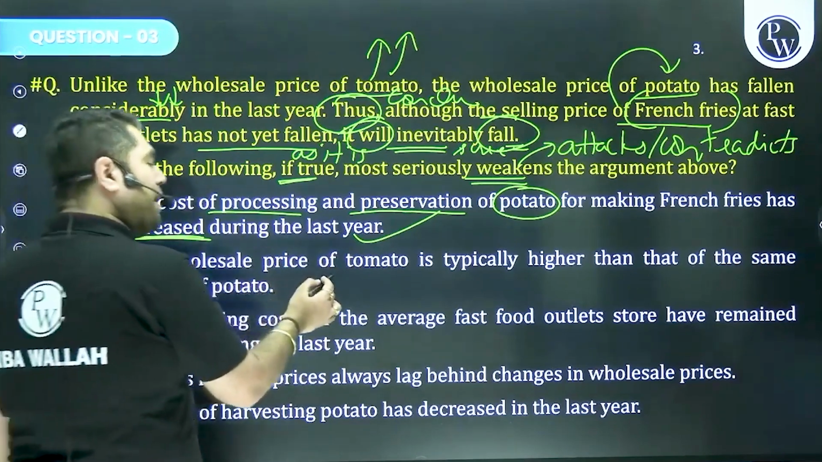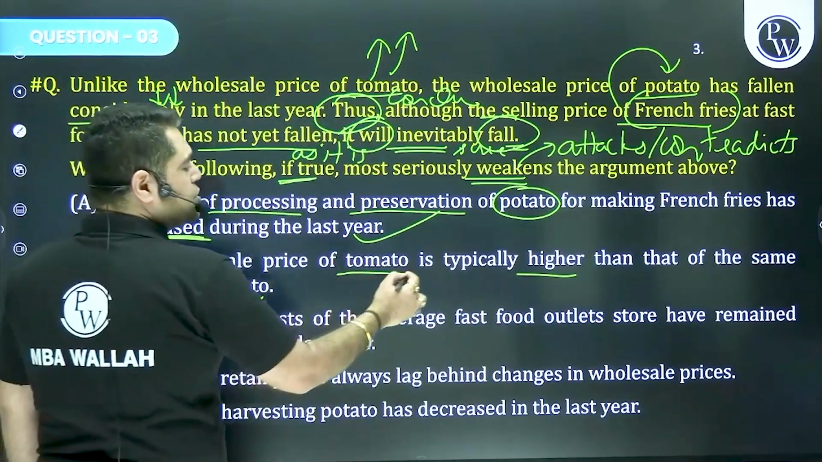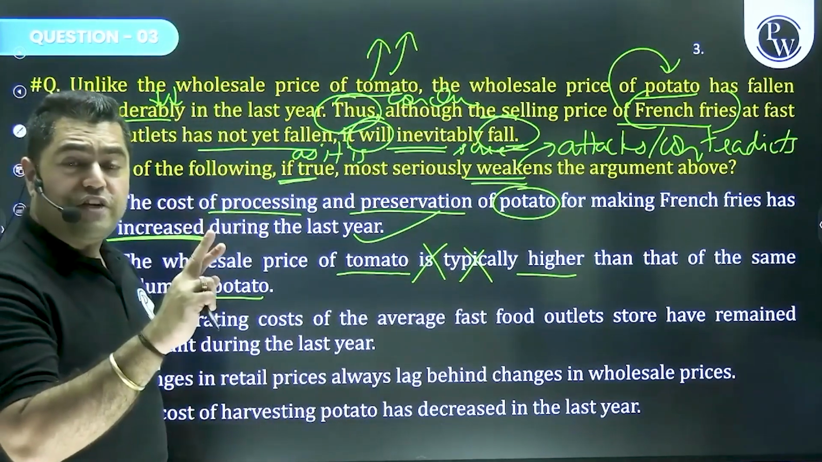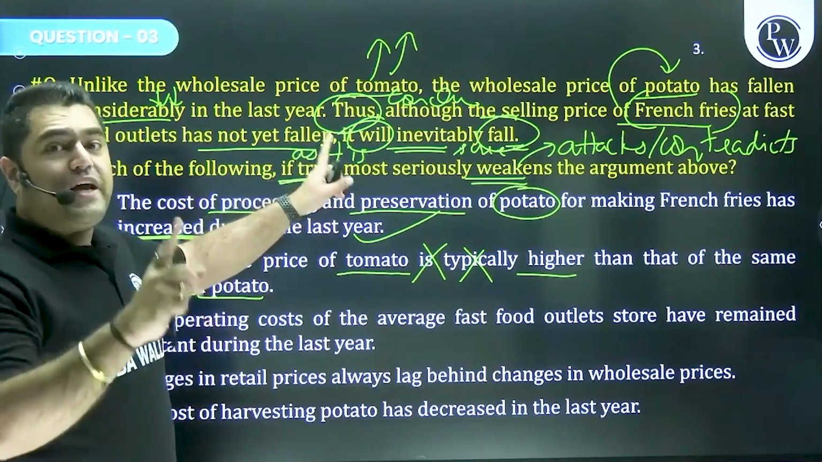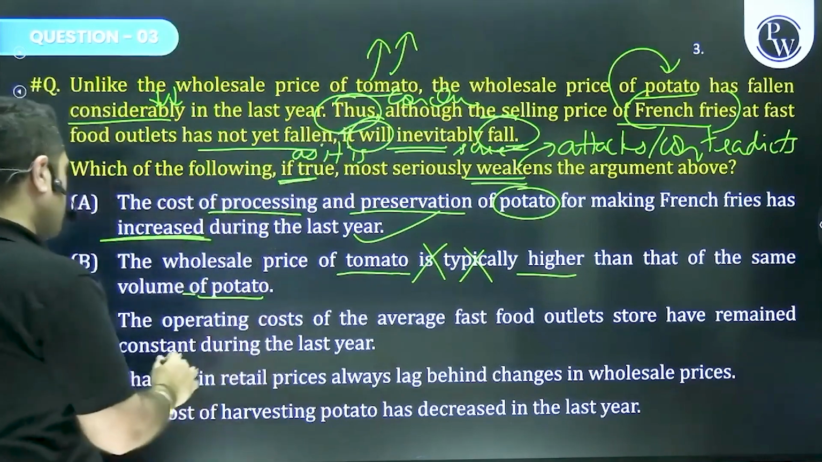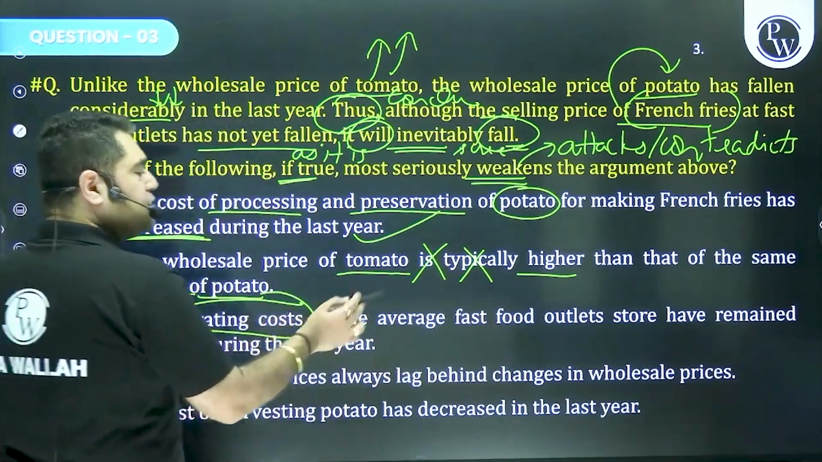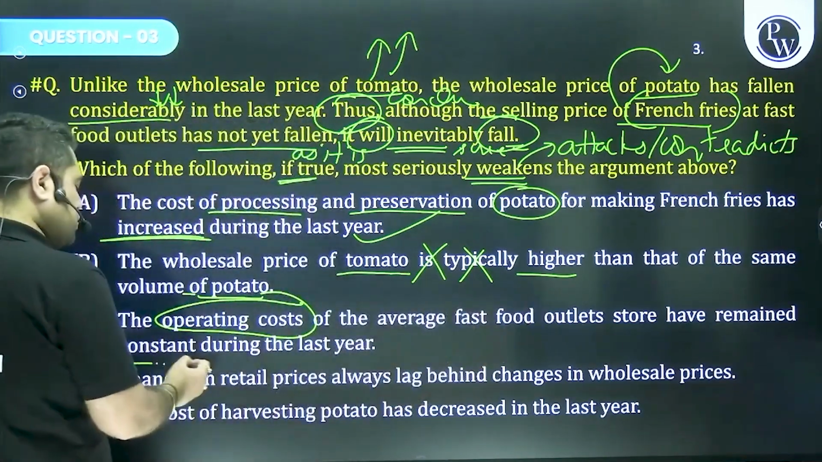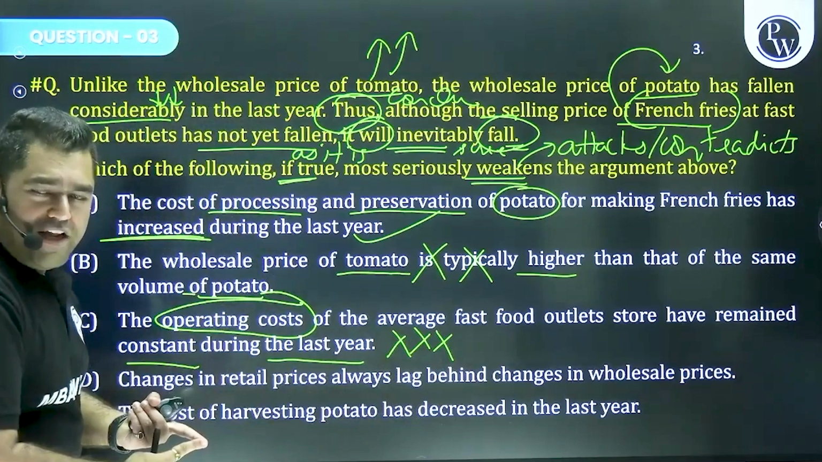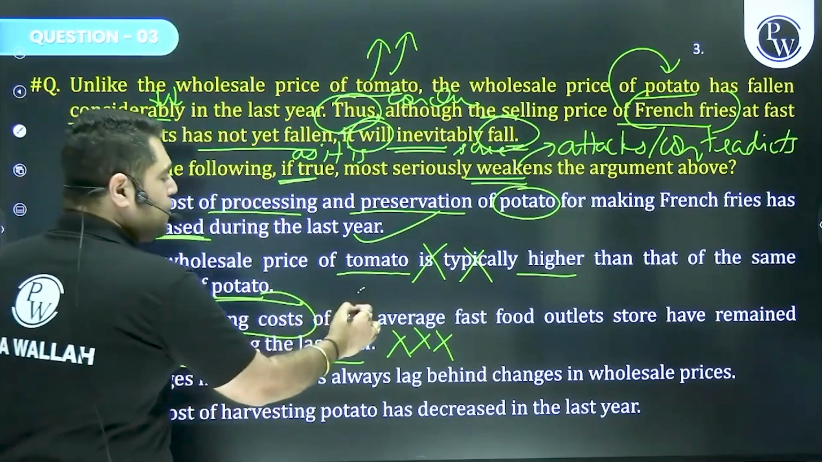The wholesale price of tomato is typically higher than that of the same volume of potato. People, this is definitely not weakening. Because we are not talking of a price difference. We are talking of French fries' price will fall because potato's price has fallen. So reject. Third, the operating cost of the average fast food outlet store has remained constant during the last year. People, this has got no keywords, doesn't talk about French fries, doesn't talk about potato. It is talking about the operating cost. It is out of context.